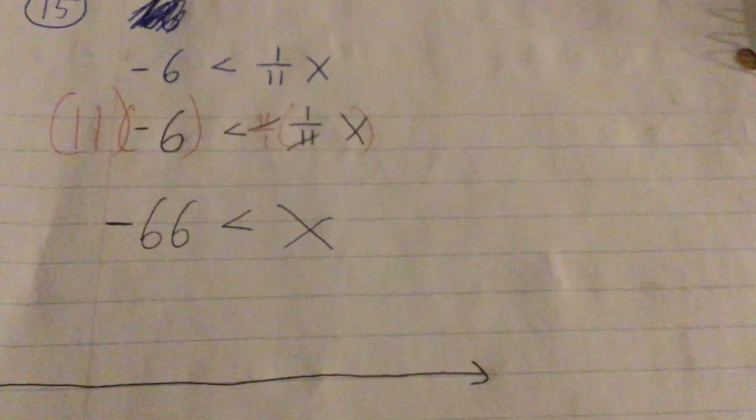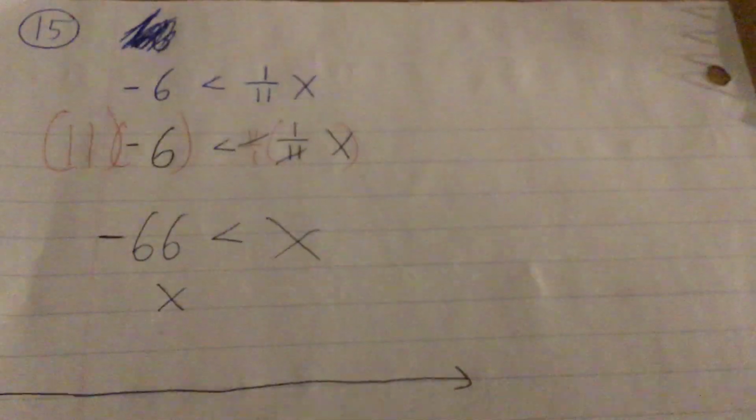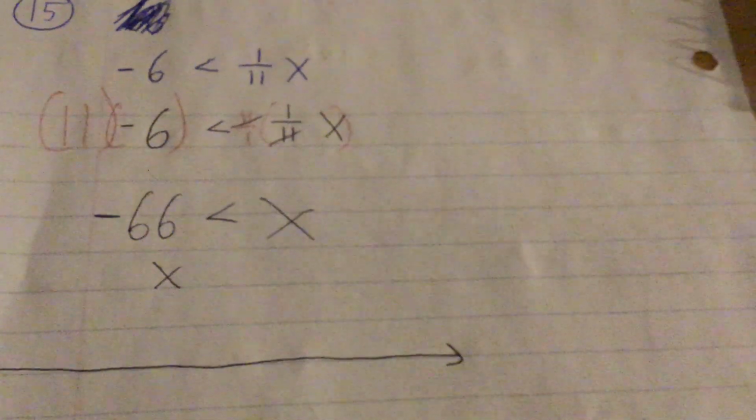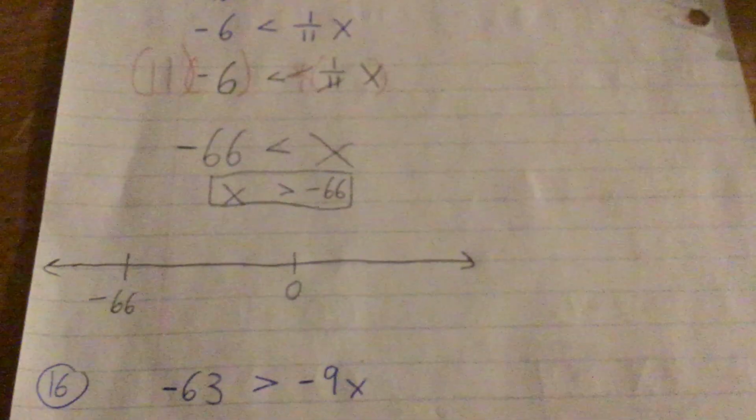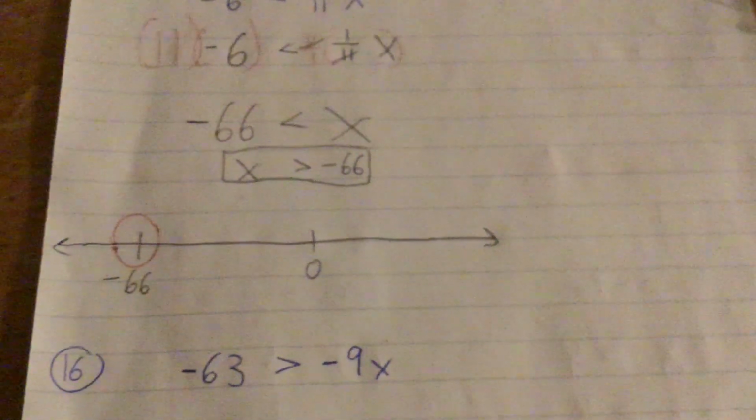I don't like it when x is on the right. That kind of confuses me. So I'm going to start the sentence with x on the left. If negative 66 is less than x, that means that x is greater than negative 66. It doesn't have to be drawn to scale. You just have to put 0 in the middle. Negative 66 is way to the left. And all numbers greater than negative 66 means I put a circle on negative 66 and shade all the way to the right, and put a big old arrow to show that I'm going to infinity and beyond.